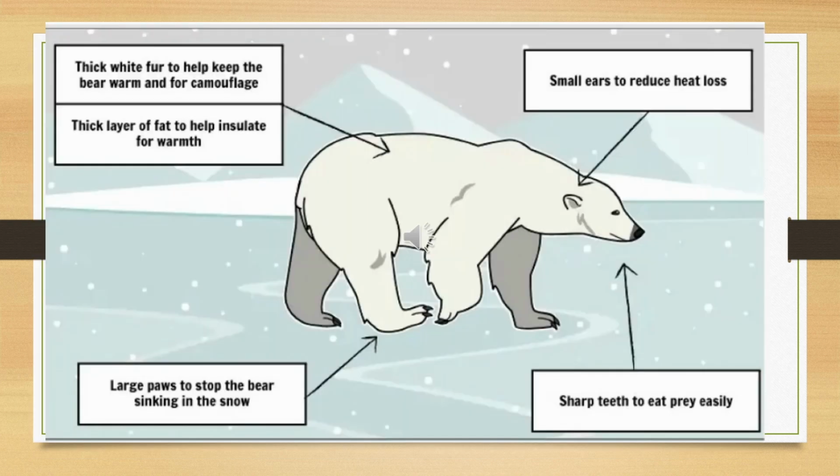So how about places where it is ice cold? Now look at this slide, you will see the bear. It has thick white fur to keep the bear warm as well as for camouflage. They have a thick layer of fat to help them insulate for warmth. They have very small ears to reduce heat loss. And of course, they need sharp teeth to eat their prey easily.